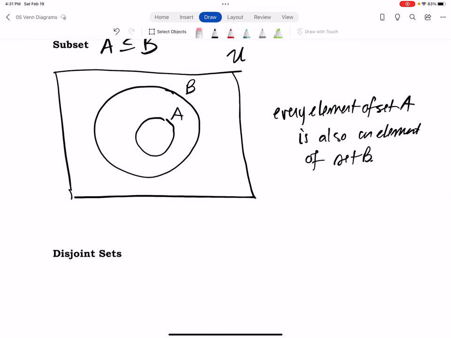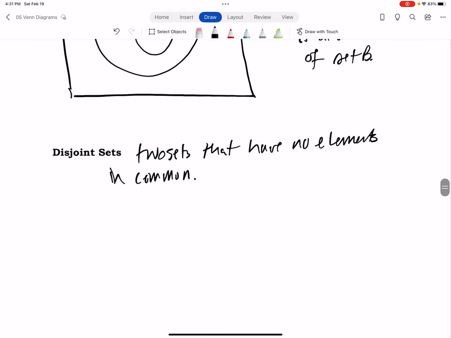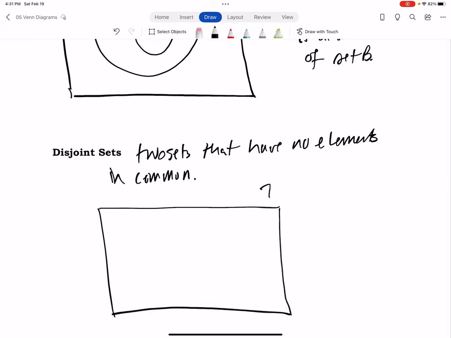Disjoint sets are two sets that have no elements in common. So when I draw a Venn diagram representing two disjoint sets, I have this universe, I have circle A, and I have circle B, and they have no overlap because they don't have anything in that region where the two things have elements in common.